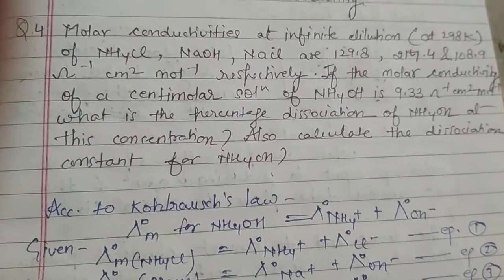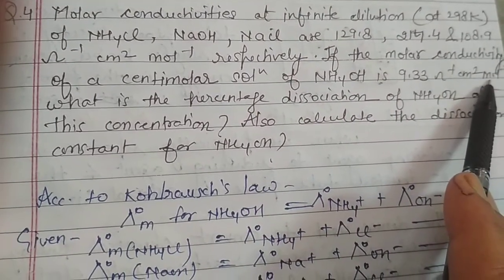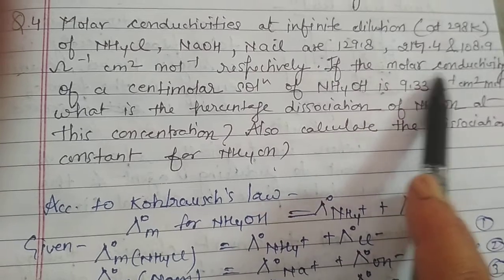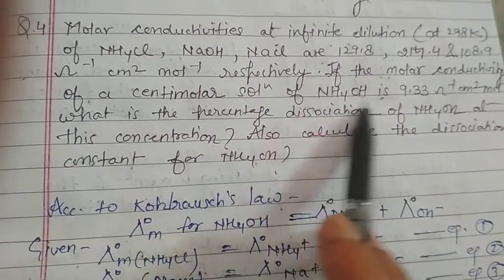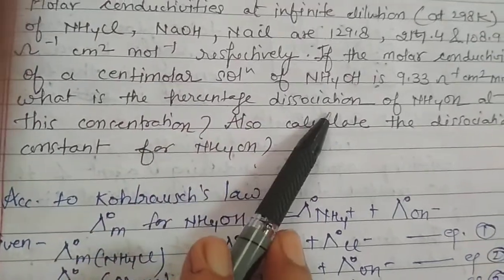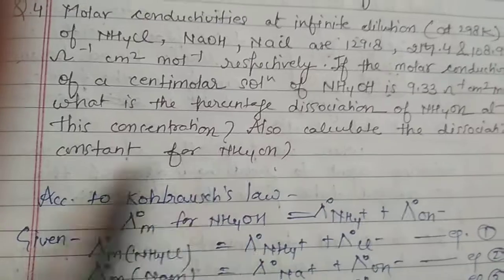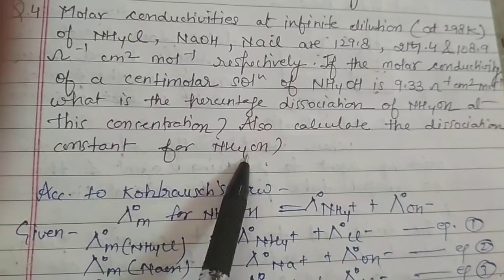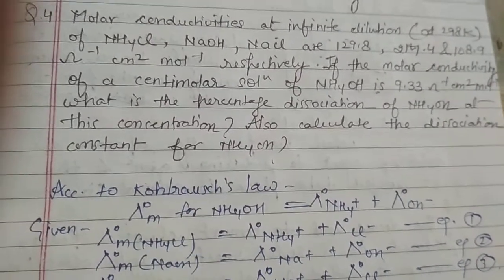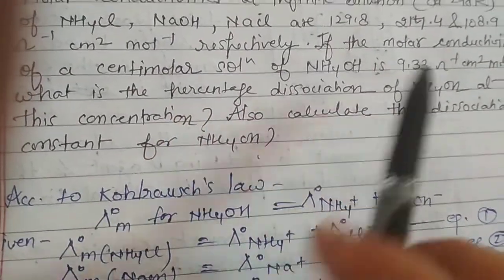The molar conductivity of a centimolar ammonium hydroxide solution is 9.33 ohm^-1 cm² mol^-1. What is the percentage dissociation of ammonium hydroxide at this concentration? And also we have to calculate the dissociation constant for ammonium hydroxide. Means we have to calculate the value of alpha in percentage for ammonium hydroxide.